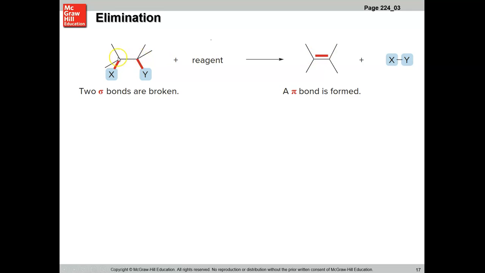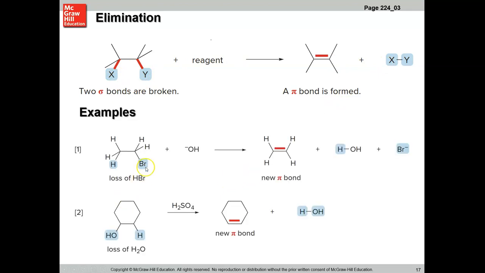So now it's a sigma bond, and we're going to break these bonds to create a new pi bond between the two carbons and form that double bond. So this is an elimination reaction because we're eliminating these two components from that molecule. Here are some examples of an elimination reaction.